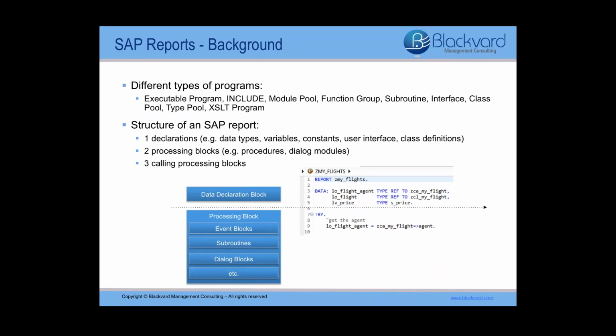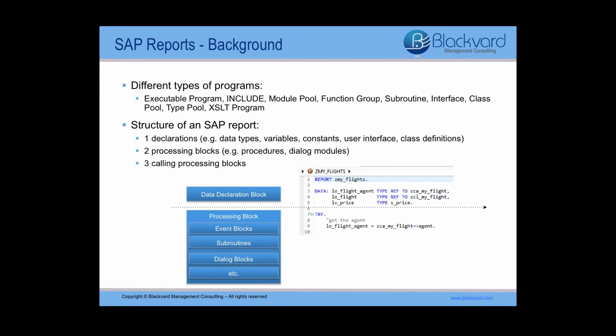All right. There are different types of programs, and in SAP you can select a different type for your specific purpose. For example, you can use executable programs, includes, module pools, function groups, subroutines, interfaces, class pools, and so on. There are a lot of possibilities that you can specify as a type for your report. It depends on your requirements.